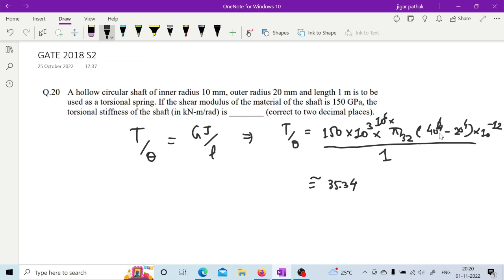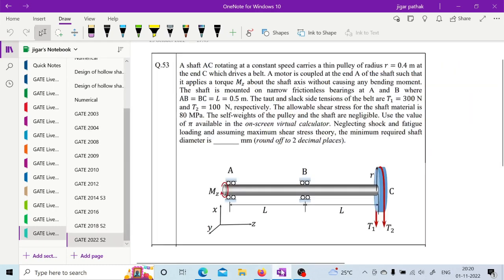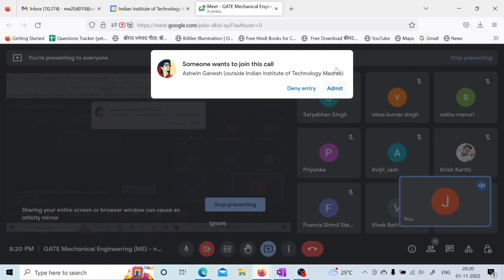Okay sir, I also got into 10 to the 3. That is what, so you need to convert it into kilonewton meter. Okay, let us go to the last one.